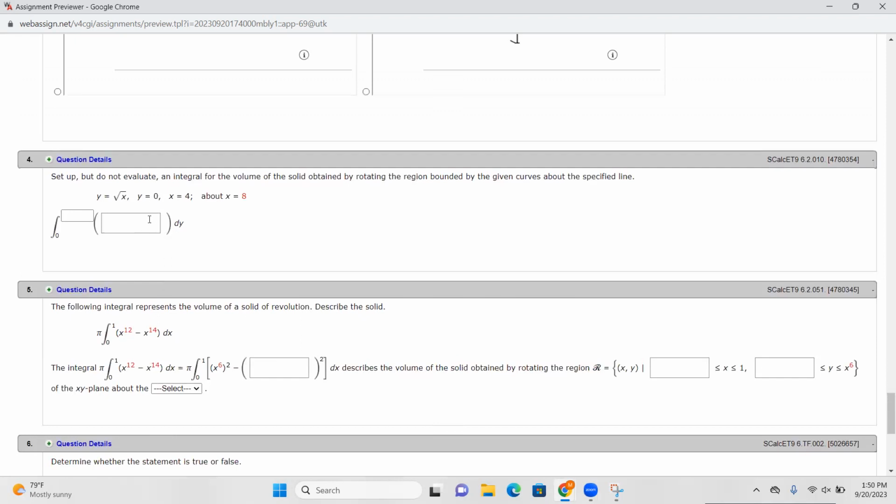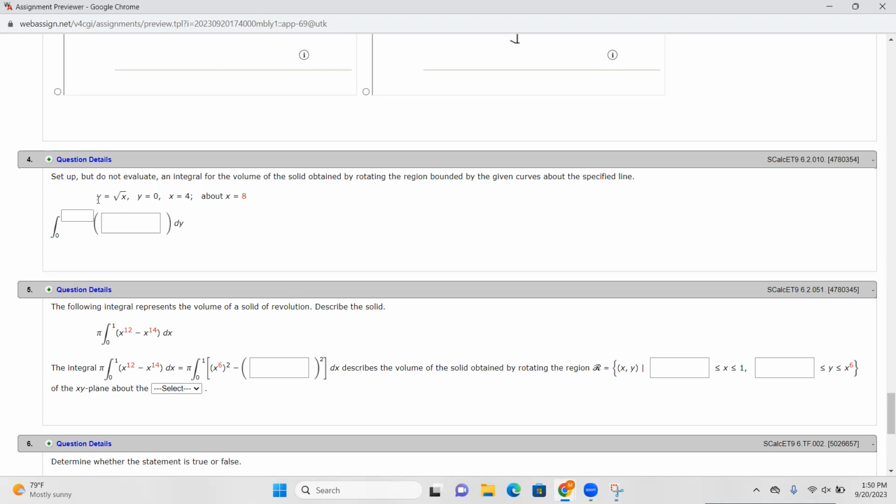Moving on to number 4. Oh, this is the one we did in class. So the key thing here is we're revolving about x equals 8. And since we're revolving about x equals 8, that is a vertical line. And so we're going to need to revolve around the vertical line using the techniques that we have had at this point. We're going to need functions of y to do that.